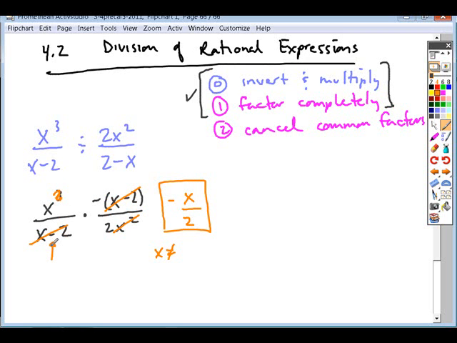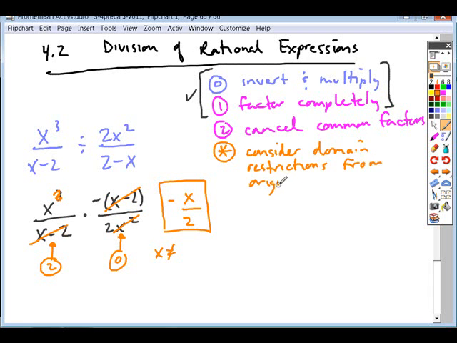When you look at this, we see a factor that gets canceled from the denominator. So what value can x not be here? And what about here? 0. Now, here's the one extra thing you need to pay attention to. In this particular problem, it doesn't really apply, but it will in many of the others. And that is, when you're dividing, so anytime you invert and multiply, you have to consider the domain restrictions from the original form.